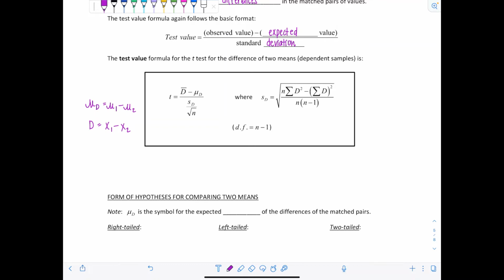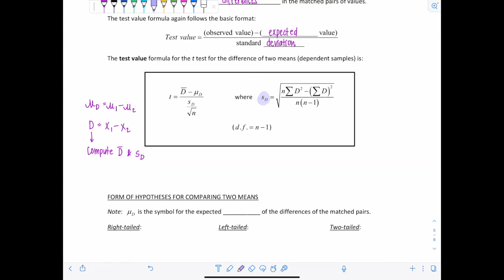From there, once you have d, then you're going to compute that sample mean and standard deviation, okay? And you can do that using technology. We're going to be using StatCrunch. They give you the formula for computing the sample standard deviation of those differences, but we don't need to do that. Degrees of freedom are n-1.